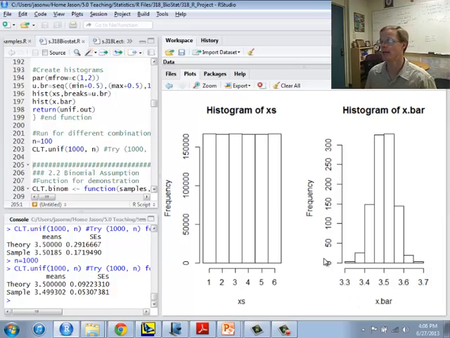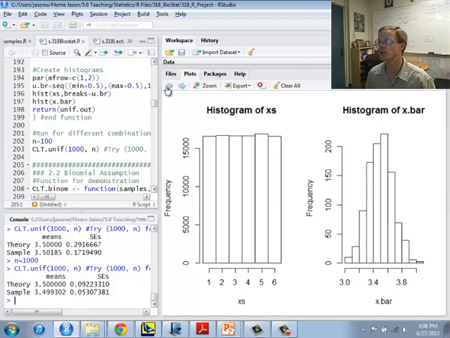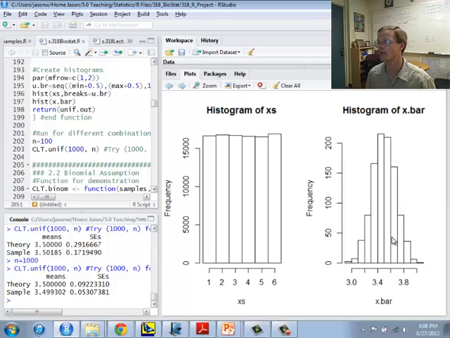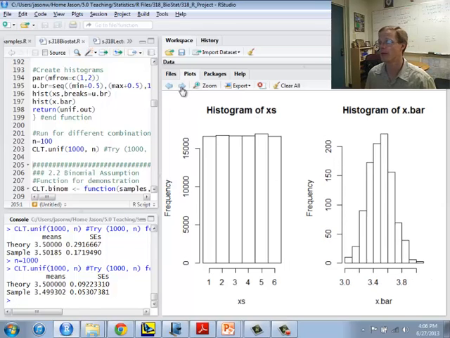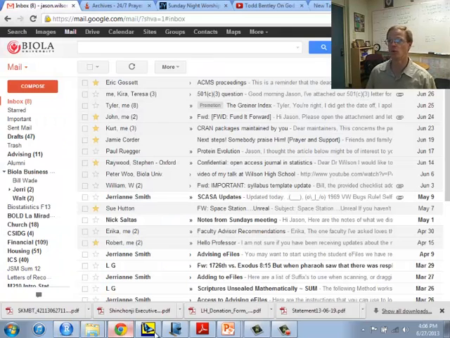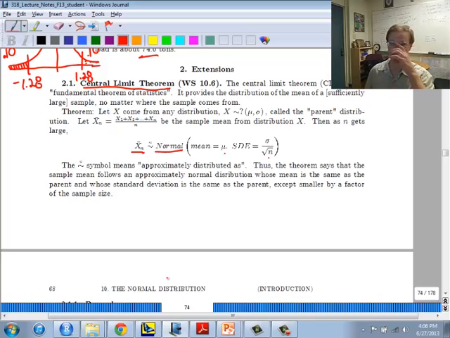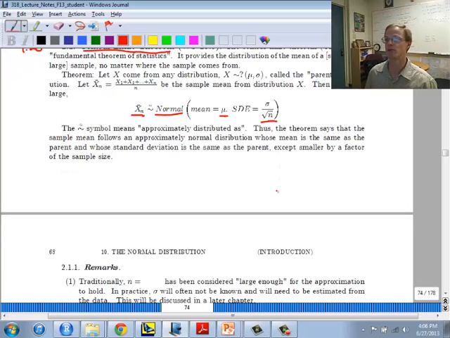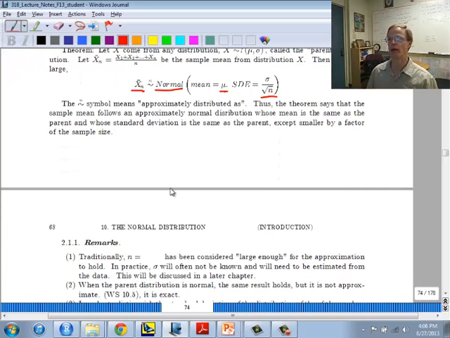That is the same shape of the normal. The mean stayed the same throughout. Notice it's always about 3.5. And the standard deviation shrunk. So with that, let's go here. Okay. Mean is equal to the parent mean. Standard deviation is equal to sigma over root n.